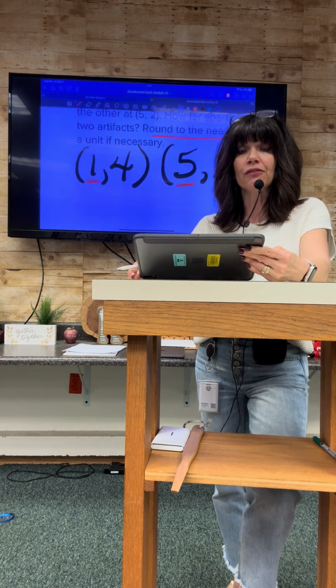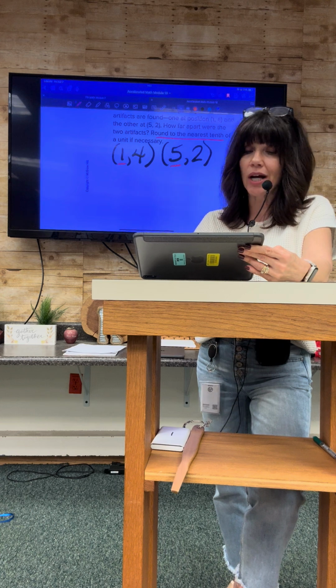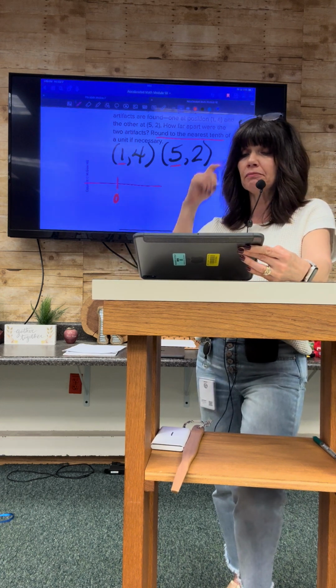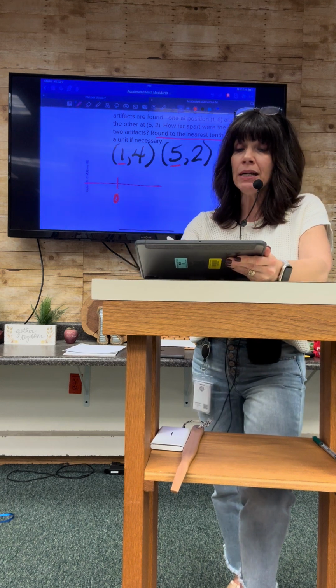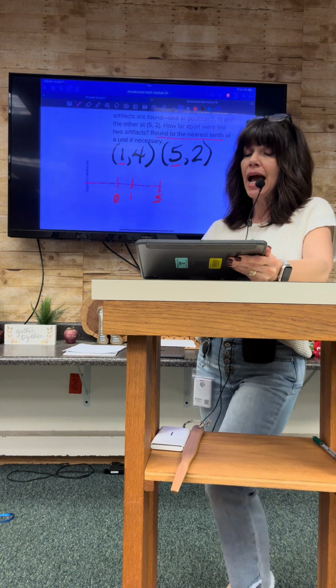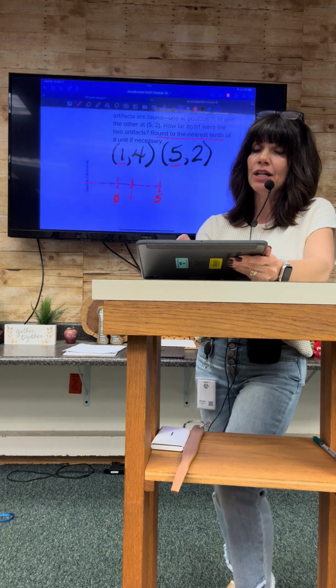the 1 and the 5. Now draw a number line, just real quick. Draw yourself a 0 to give you some perspective. Draw yourself where the 1 might be. Draw yourself where the 5 might be. How many steps would it take me to get from a 1 to a 5?